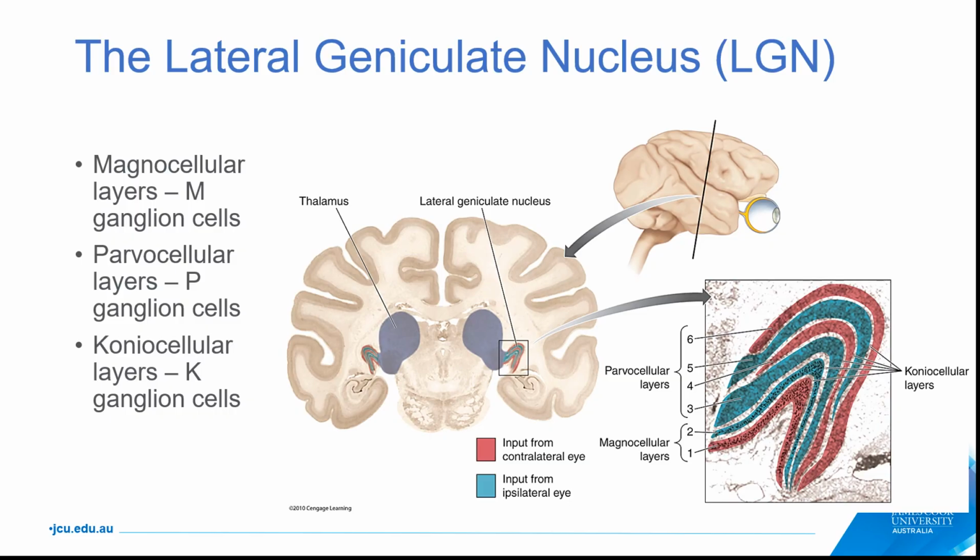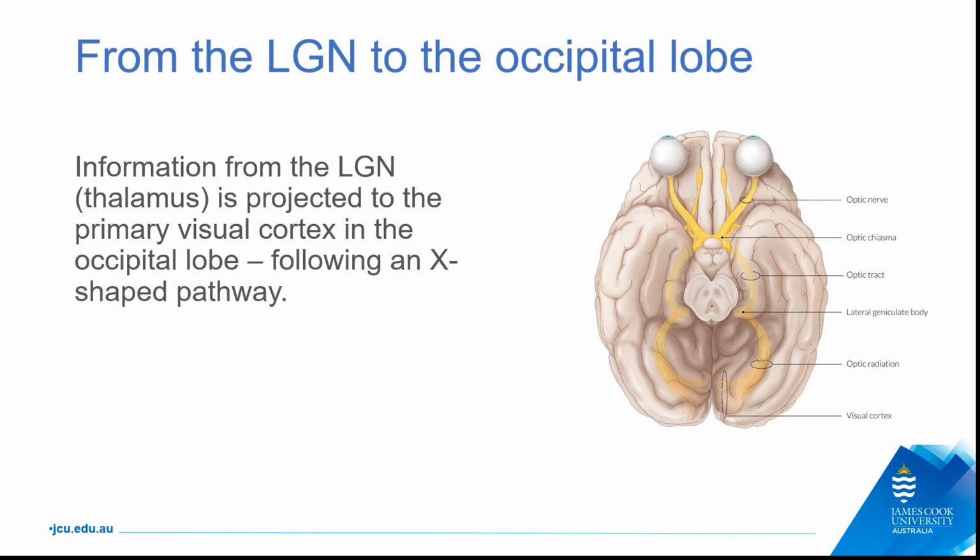So from the LGN to the occipital lobe, the most important thing that I want everybody to remember is the letter X. It's an X-shaped pathway. Meaning that most of the information from the left eye gets passed to the right hemisphere. Not all the information, but most of it. And vice versa, most of the information from the right eye gets passed to the left hemisphere.